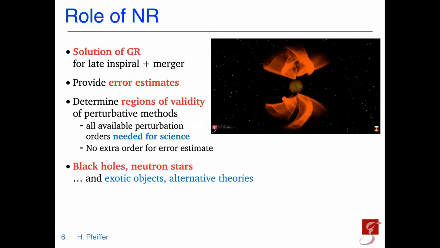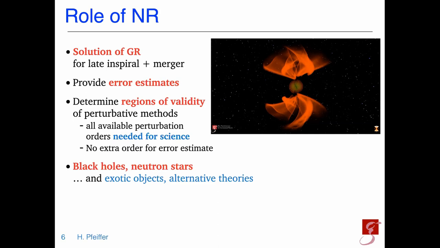So, what's now the role of NR in this whole game and towards gravitational waves? The obvious thing is it needs to supply the solution of general relativity for the late inspiral and merger. It also needs to provide error estimates of how good its solution actually is. And that way also determine the region of validity of the various perturbative methods that are being used. The older methods become less accurate as you push them towards the boundary of their region of validity. And so one of the big questions is where to best switch over from one to the other.